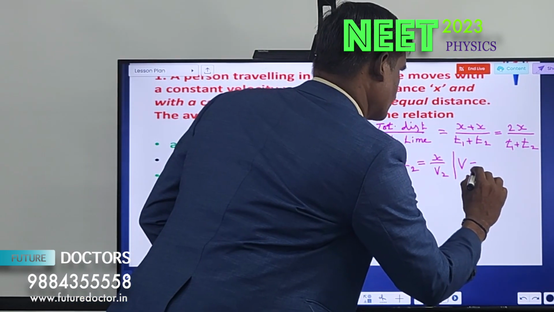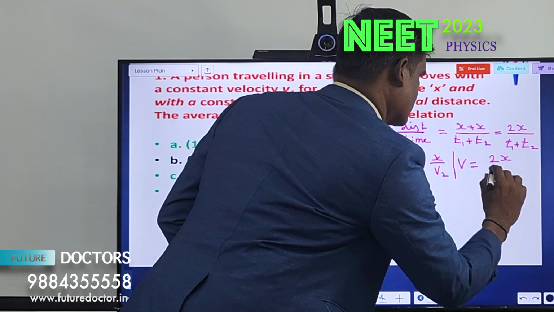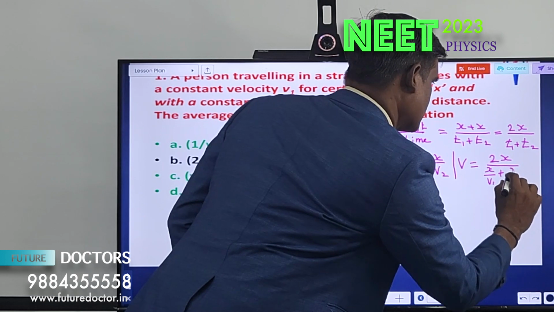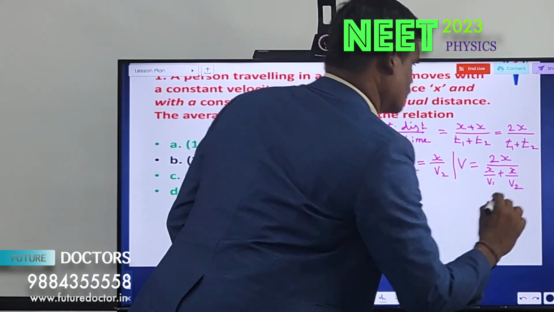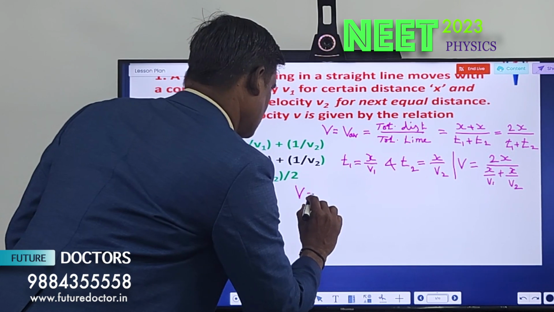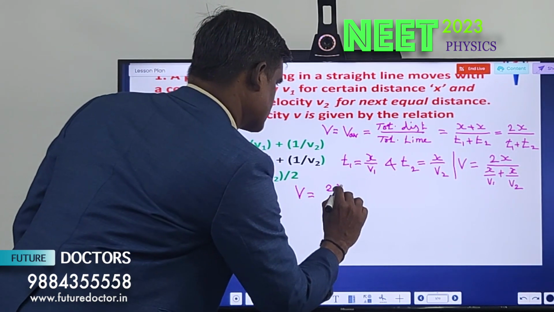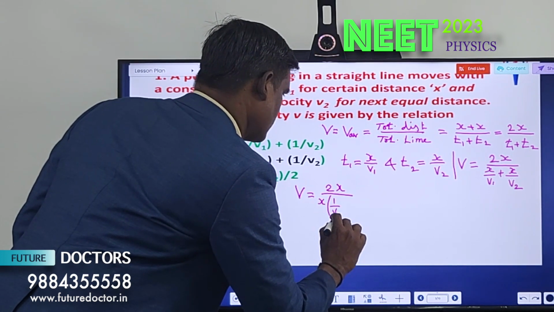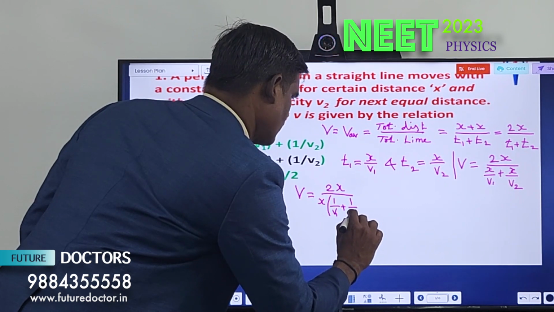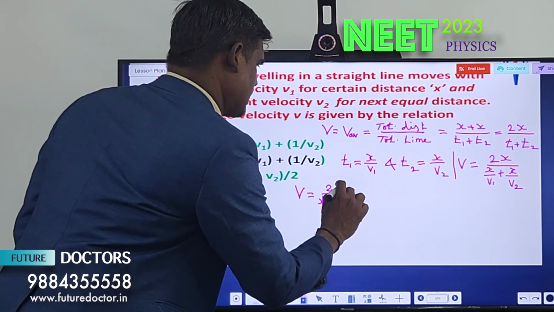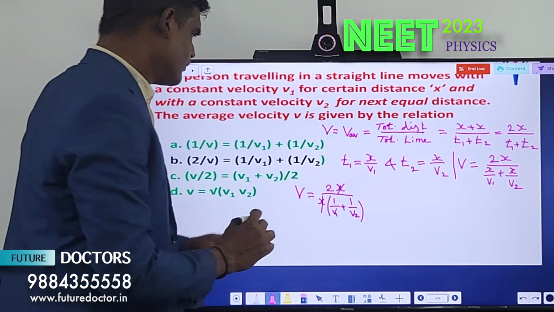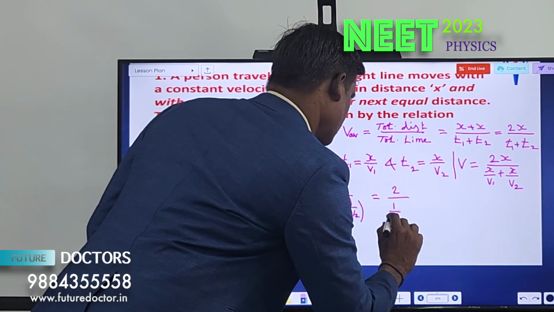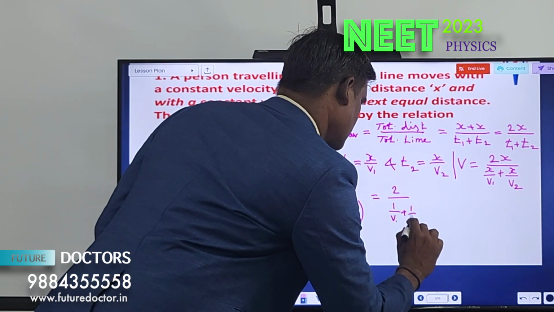V average equal to 2x divided by t1, which is x by v1, plus t2, which is x by v2. X is common, take out. V equal to 2x divided by x into 1 by v1 plus 1 by v2. X getting cancelled. Then v equal to 2 divided by 1 by v1 plus 1 by v2.